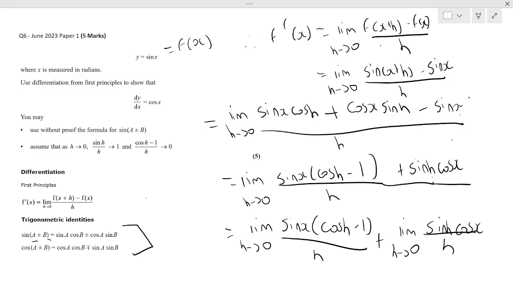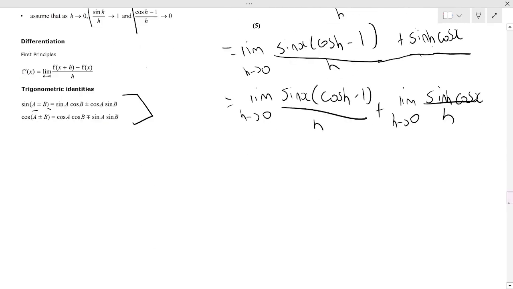And why have I split it up like this? Well, I notice I have a cos h minus 1 here, and I have a sine h on this side. So I'm going to want to split it up to use both of the results, right? That's what I'm doing here. So now I can basically substitute this in.